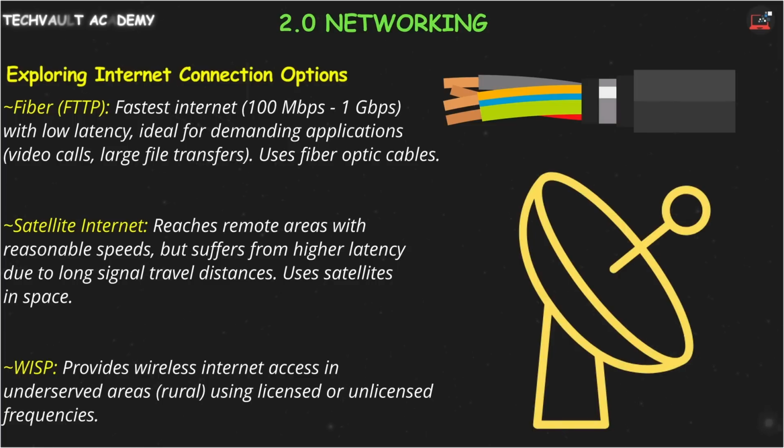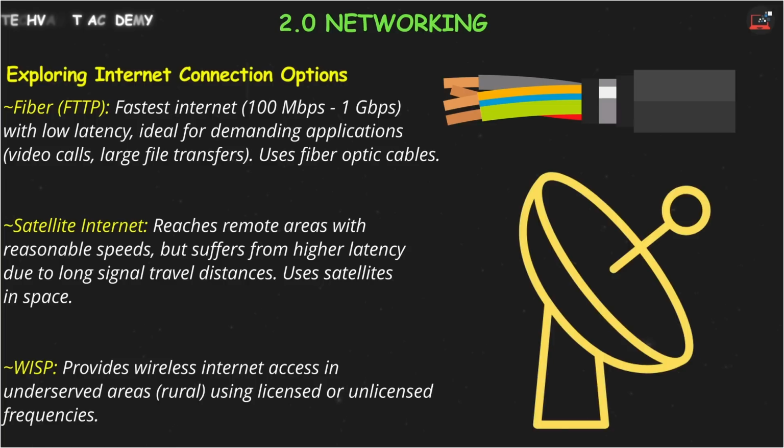Satellite internet uses a parabolic dish antenna to connect to geosynchronous satellites in space. While offering reasonable speeds, comparable to traditional broadband, satellite internet experiences higher latency due to the physical distance signals must travel. WISP, wireless internet service provider, connecting the unconnected.